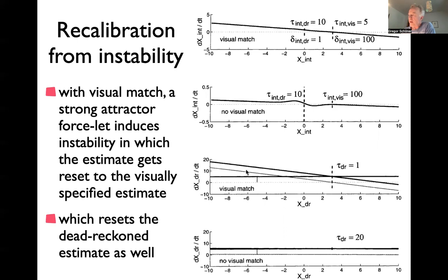But when we have a negative slope, then we get an attractor, right? And then it no longer integrates. It actually then takes the value wherever that zero crossing is as the current estimate.